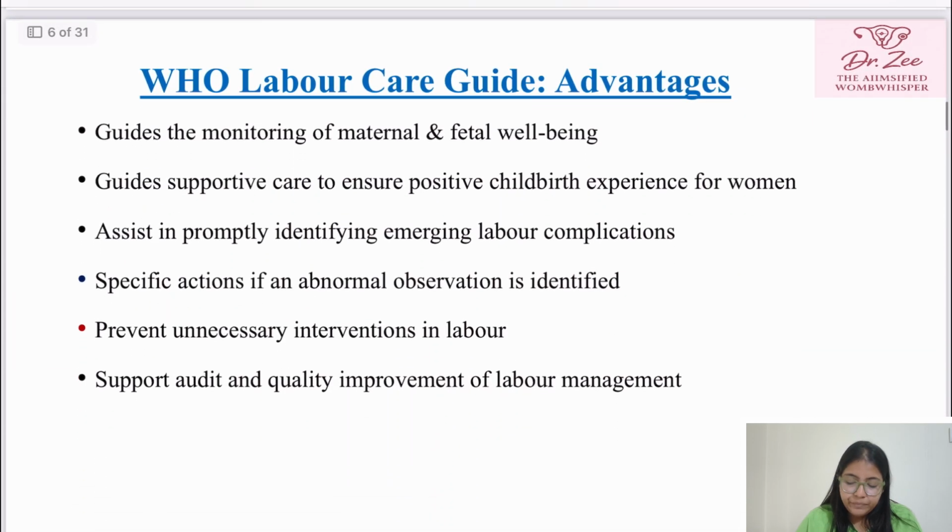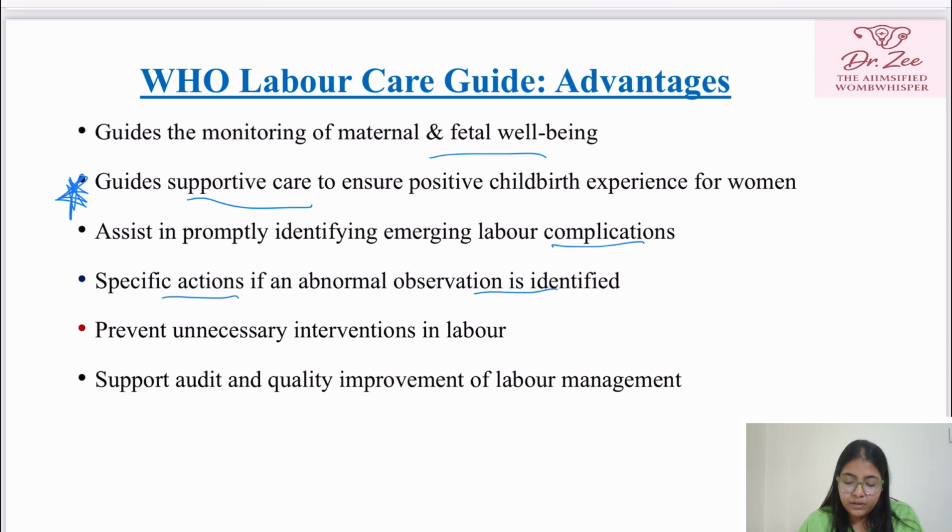Okay, what are the advantages? Most are like the partograph, monitoring of maternal and fetal well-being. This is different from the partograph: we provide supportive care to ensure that the woman is having a positive childbirth experience. And if there are any complications, we identify them early from the graph and specific action is taken.